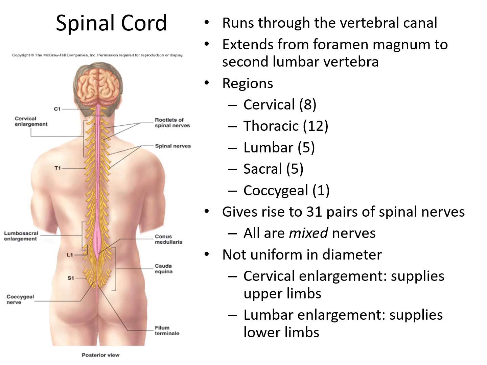And here a very important thing: all are mixed nerves. We can see a pair of nerves coming from each vertebra, and they are not uniform in diameter. The cervical enlargement indicates the supply of nerves to the upper limbs, and the lumbar enlargement supplies the lower limbs.